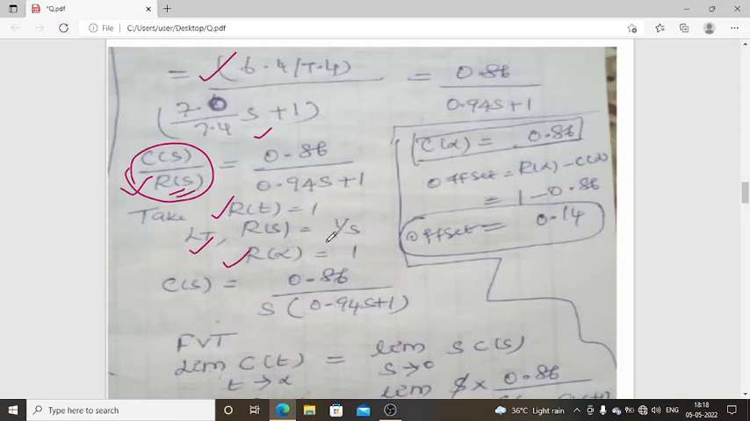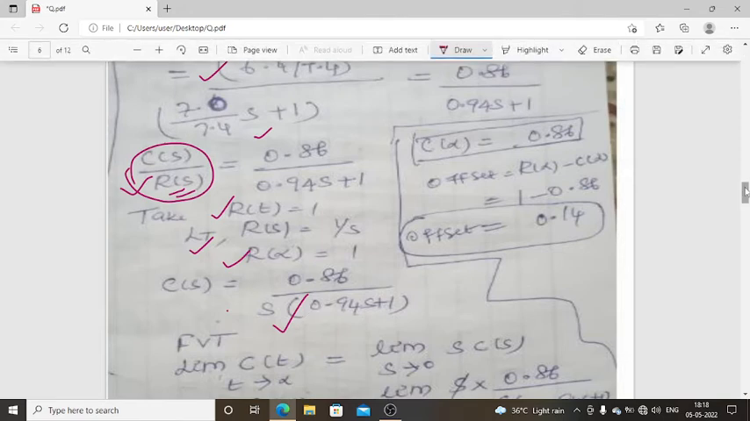What is R of S here? 1 by S. So what is C of S? C of S is equal to 0.86 divided by S into 0.94 S plus 1. Are you clear? Okay. So why? Because the R of S value is equal to 1 by S.